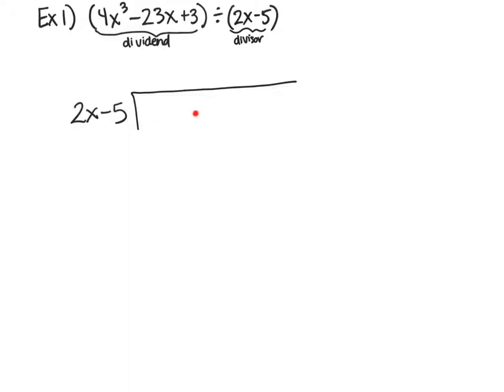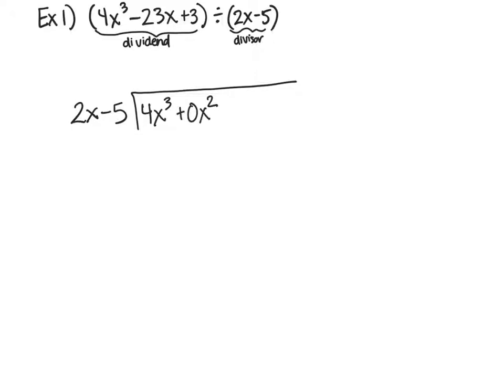Now the dividend is going to be written on the inside, and again, we do not want to have any missing terms. If there is a missing term, we need a placeholder. So if we look at the dividend, this is 4x cubed, so we can start off by writing 4x cubed here, and then after we write the x cubed term, we would write the x squared term, and you will notice that there is no x squared term in the problem, which means that we will need to include a placeholder. The way that we include a placeholder is we write plus 0x squared.